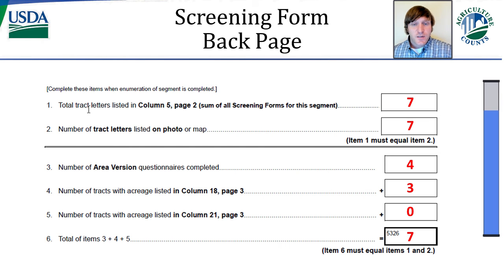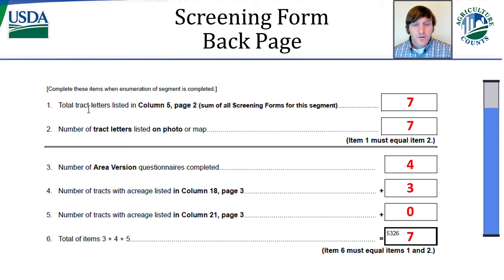After you have screened the entire segment and enumeration is complete, you will need to fill out the last page of the screening form. Items 1 and 2 are used to account for all of the tract letters in column 5 and all the tract letters on the photo to make sure that they agree. Those 2 numbers should always be equal.